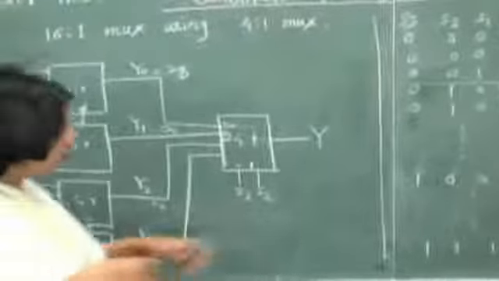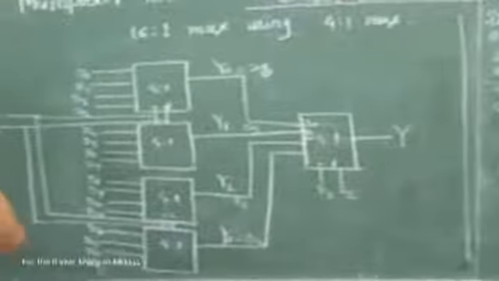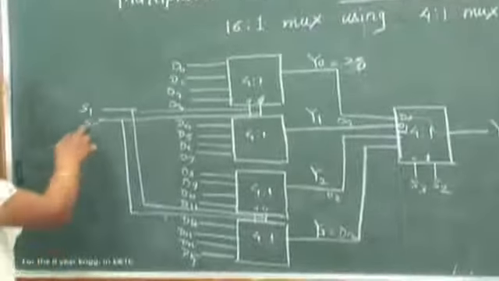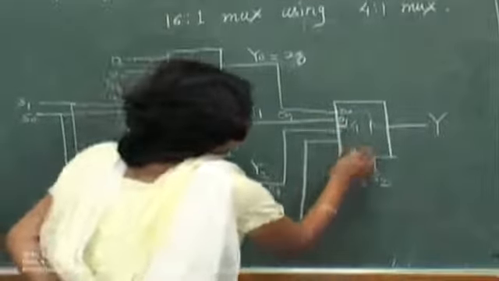Now for the next case, if I go for this one, that is 1, 0, 0, 0. In 1, 0, 0, 0, what will happen? S1, S0 are again 0, 0 and S3, S2 are 1, 0.